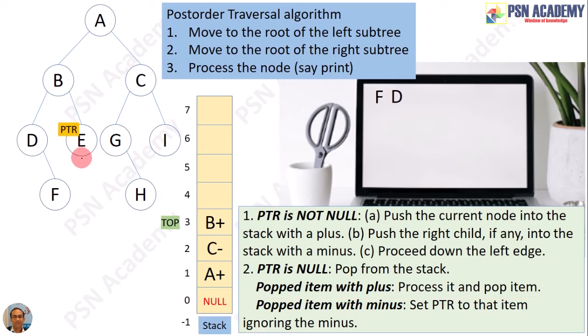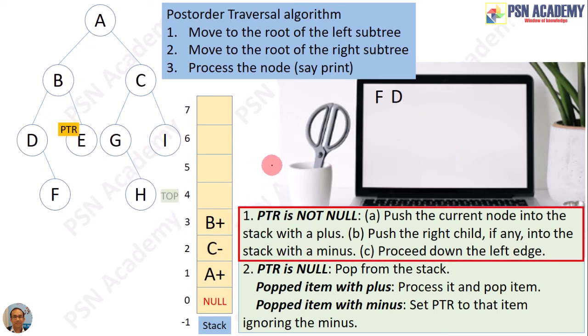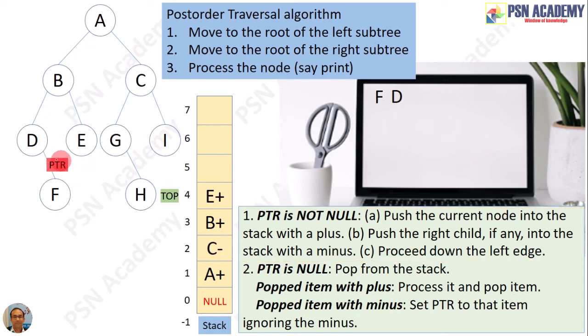We check whether PTR is null or not. PTR is not null, so we move back to rule 1. Push the current node with a plus sign. There is no right child, so we skip step 1B. We move to 1C. Proceed down the left edge. PTR again becomes null, so we move to rule 2.